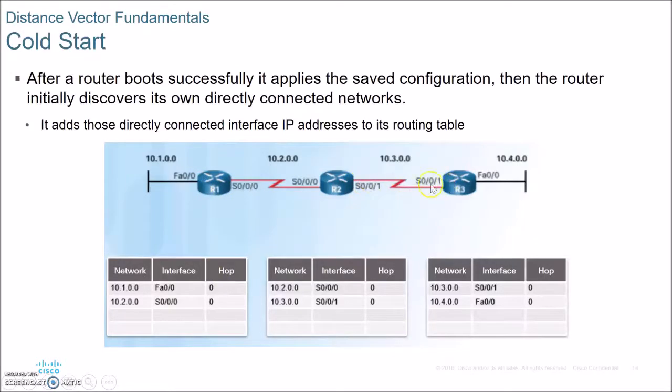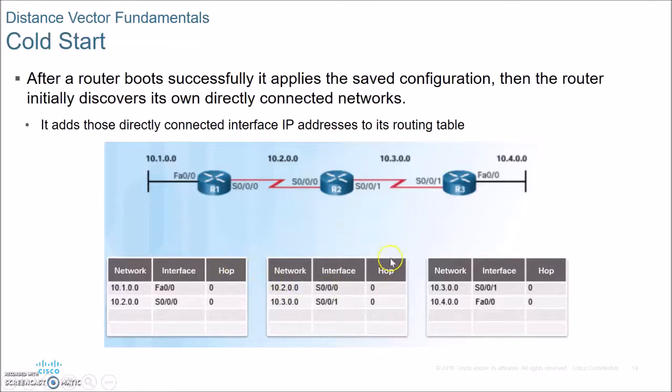R1, R2, and R3. For R1, there are two directly connected interfaces. In the routing table for R1, we will see two networks, the 10.1.0.0 network and the 10.2 network. The 10.1 network is connected to the FA0/0 interface, and the 10.2 network is connected to the serial 0/0 interface. Same for R2, two networks, 10.2 and 10.3. The 10.2 network is connected to serial 0/0, and the 10.3 network is connected to serial 0/1. Same thing for R3, the 10.3 and 10.4 networks and their interfaces.